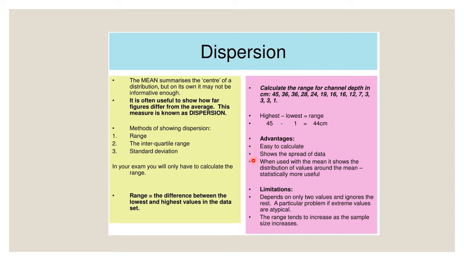Then advantages. What are the advantages of dispersion measures? Easy to calculate. Shows the spread of data. When used with the mean, it shows the distribution of values around the mean, which is statistically more useful. However, every measure has limitations. There are some limitations here also. It depends on only two values and ignores the rest. It is a particular problem if extreme values are present. The range tends to increase as the sample size increases.